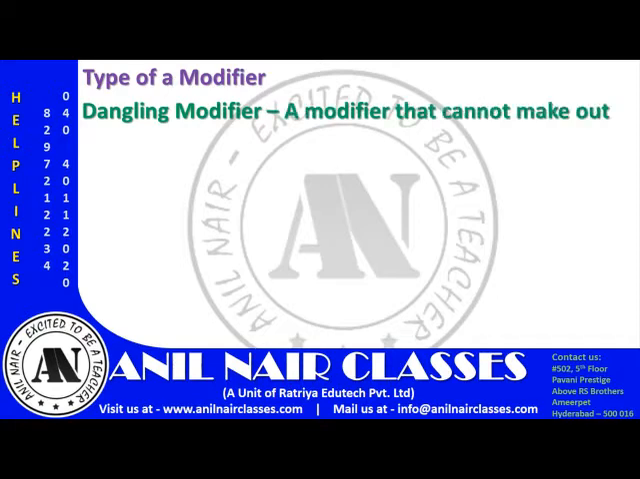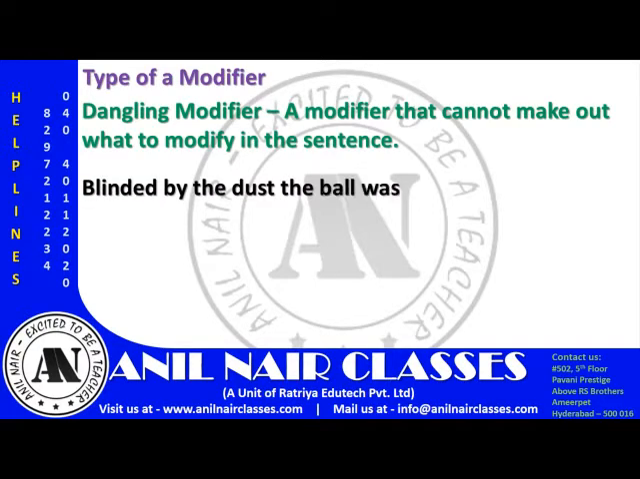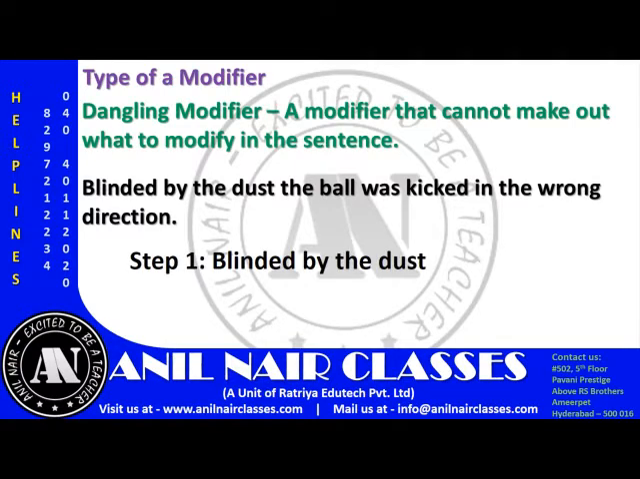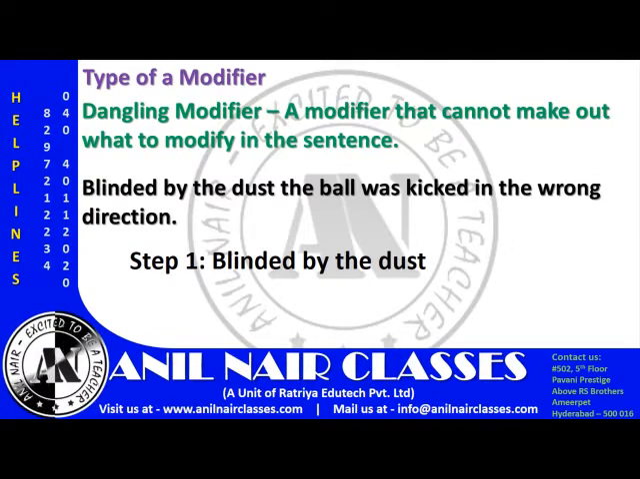A modifier that cannot make out what to modify in a sentence. For example, blinded by the dust, the ball was kicked in the wrong direction. Now, if you follow the 3 steps, you will immediately recognize the modifier. What is that extra information in the sentence without which also the sentence will make complete sense? It is blinded by the dust. Because if we remove that, the sentence goes, the ball was kicked in the wrong direction, and that makes sense.